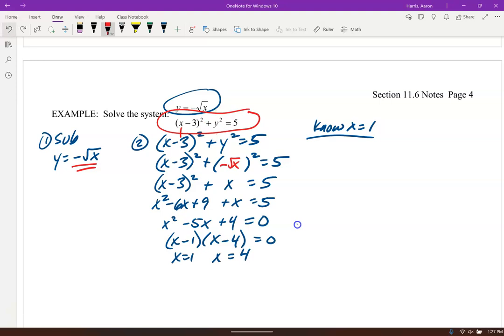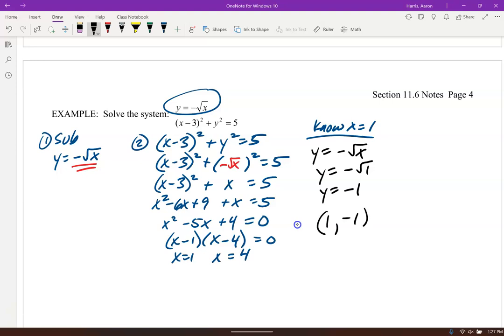So what I'm going to do is, I know y being negative root x, if I plug it into that one, it's only going to spit out the one y value. Remember, it's got to satisfy both. So if this one's restricted to only the one y value, that's the one I've got to go with.